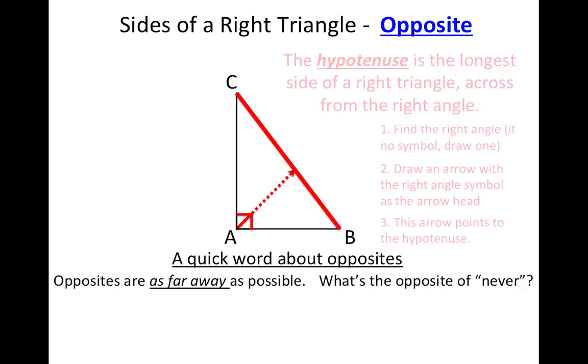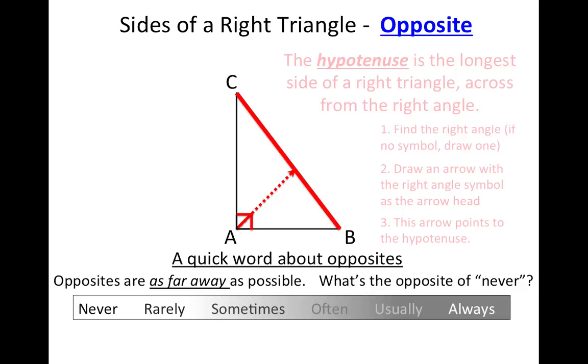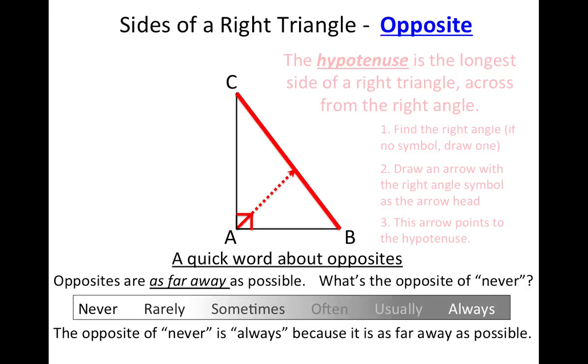So if I were to ask you, what's the opposite of never? Hopefully you could think about it for a minute, and you'd come up with the opposite of never is always. And the reason that the opposite of never is always is because it's as far away as possible. The opposite of never is not usually or often. Those are far away from never, but they're not as far away. Always is as far away on the continuum right there, as possible from never. So never and always are opposites.